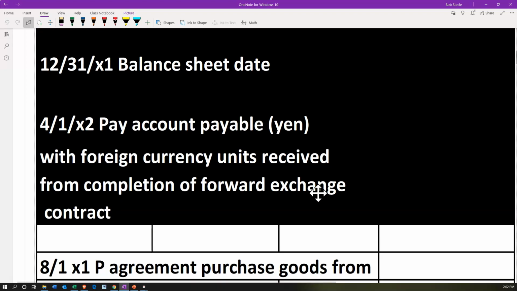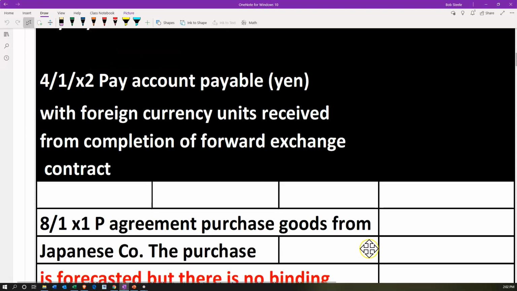Then on 12/31/X1, we have the balance sheet date where we will revalue any accounts that need revaluation at that point due to the change in currency. Then on 4/1/X2, we're going to pay the accounts payable in yen with foreign currency units received from the completion of the forward exchange contract. So this whole thing comes together at 4/1/X2 when we pay off the accounts payable, which also is 240 days later than 8/1, the point in time that we predicted the transaction would take place. So the forward exchange contract will also expire at this point in time, providing us with the yen that we're going to need to pay off the payable.